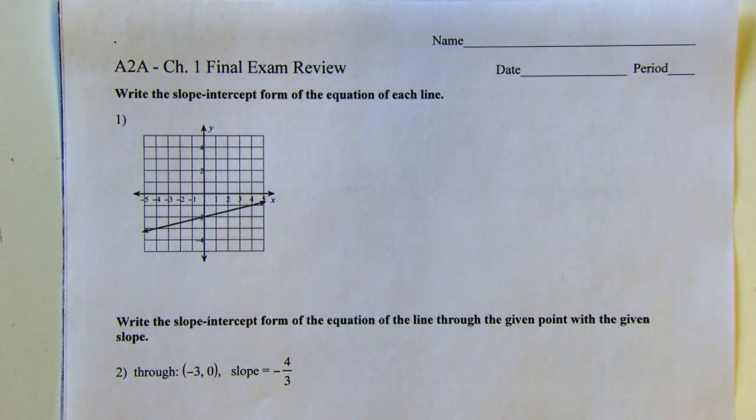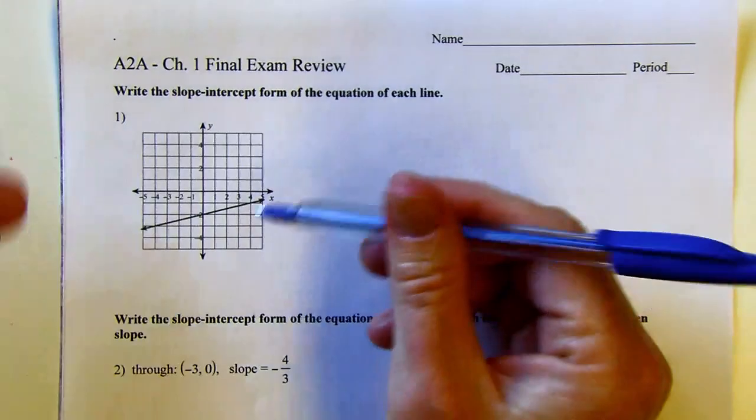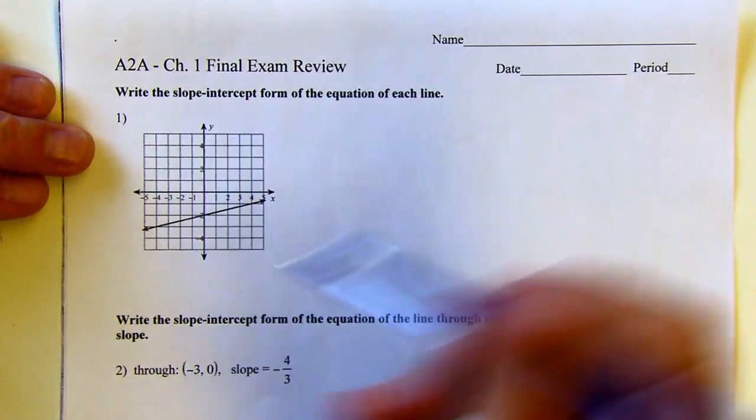Hey, I'm going to walk through the final exam review for Chapter 1 for Algebra 2. Okay, let's write the slope-intercept form of the equation of the line shown here.